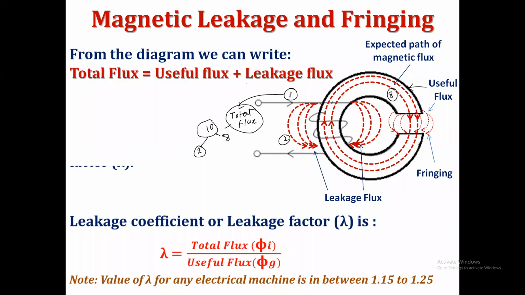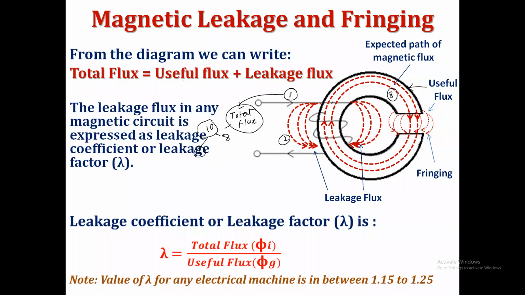And this leakage flux can be expressed with a leakage coefficient, with a leakage factor. And what is that leakage coefficient or the leakage factor? Just concentrate on that formula. It can be denoted by the letter lambda. So the lambda is equal to total flux. It can be denoted by phi I because हा current flow करतोय.